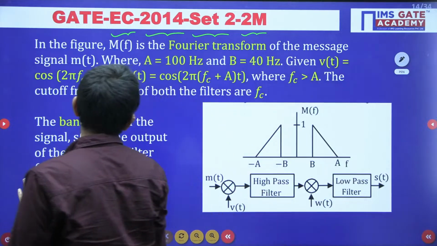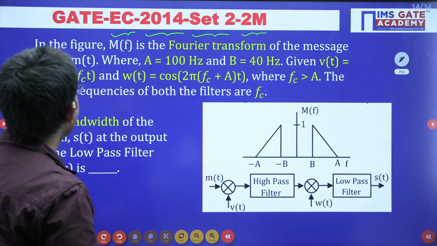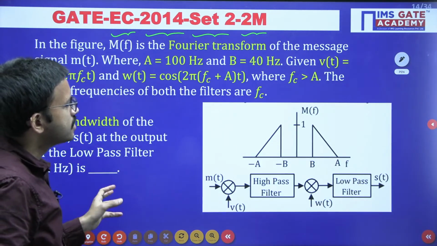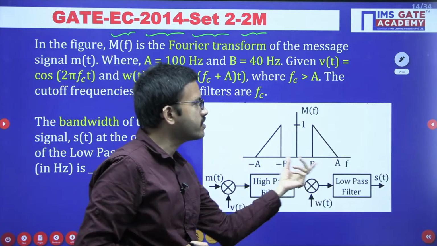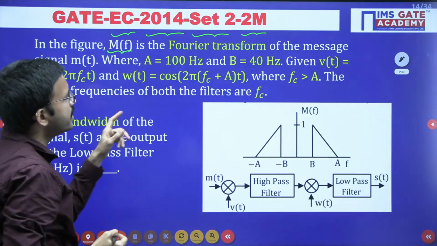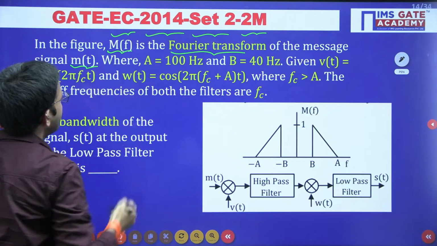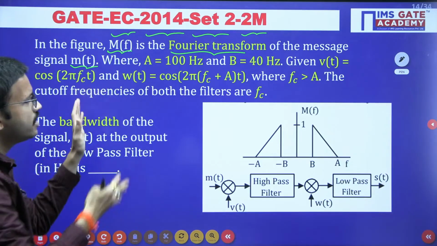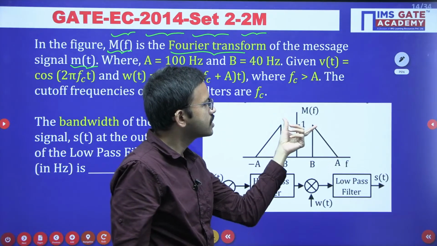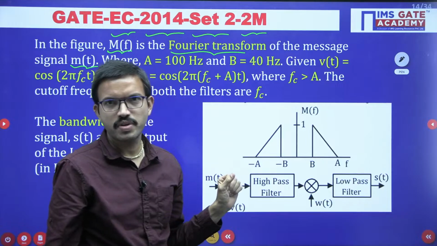Yeah, this is a very interesting question which is asked in GATE EC 2014 for 2 marks. So here, regarding the message signal, they have given the corresponding frequency spectrum. Here you are having M of f, that is nothing but the Fourier transform of the message signal m of t. You are having time domain signal m of t. For that, if you apply Fourier transform, you will get the corresponding spectrum. So here you are having the corresponding frequency spectrum M of f.